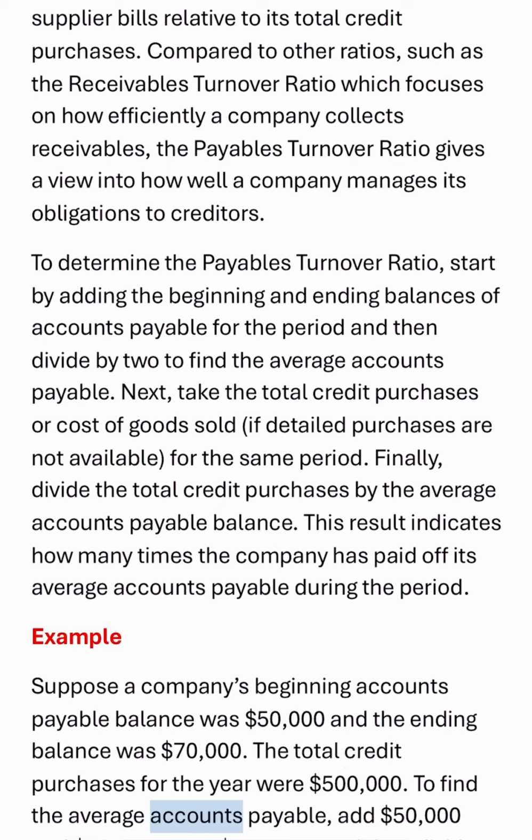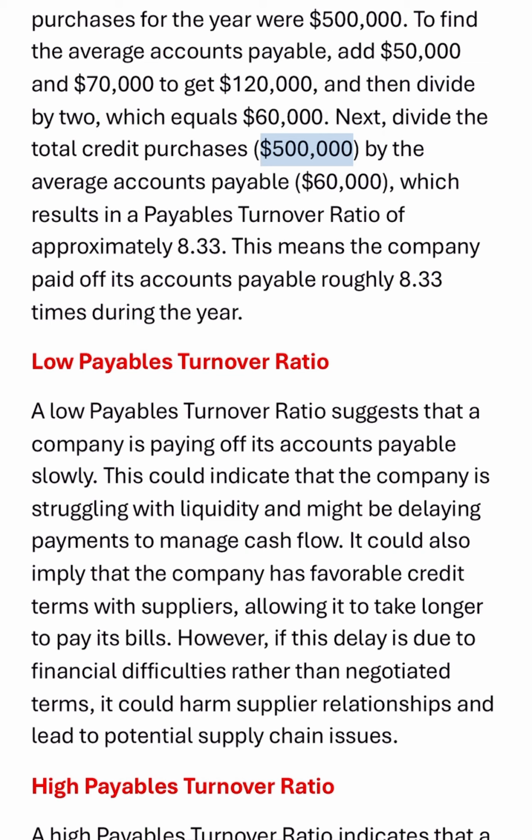To find the average accounts payable, add $50,000 and $70,000 to get $120,000, and then divide by 2, which equals $60,000. Next, divide the total credit purchases, $500,000, by the average accounts payable, $60,000, which results in a payables turnover ratio of approximately 8.33. This means the company paid off its accounts payable roughly 8.33 times during the year.